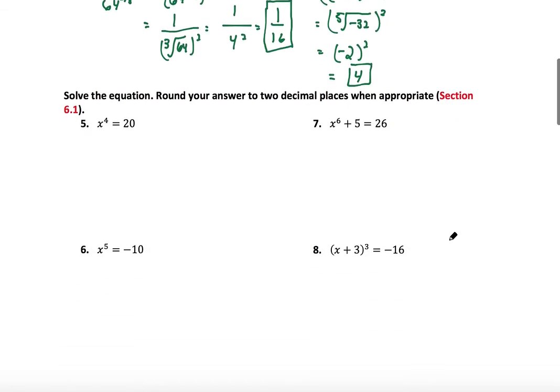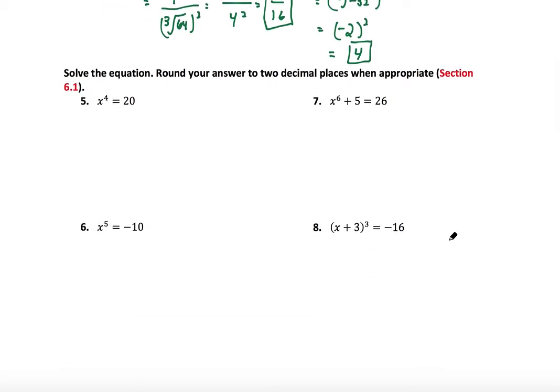Now for the next 4 questions, we're going to solve the equation, and then we're going to round our answer to 2 decimal places where appropriate. So for the first question, we have x to the 4th equals 20. What we do is we simply take the 4th root of both sides, because that is basically undoing the 4th power. Now we have a slight hiccup here. Whenever we take an even root, remember we have 2 roots. So we have plus or minus the 4th root of 20.